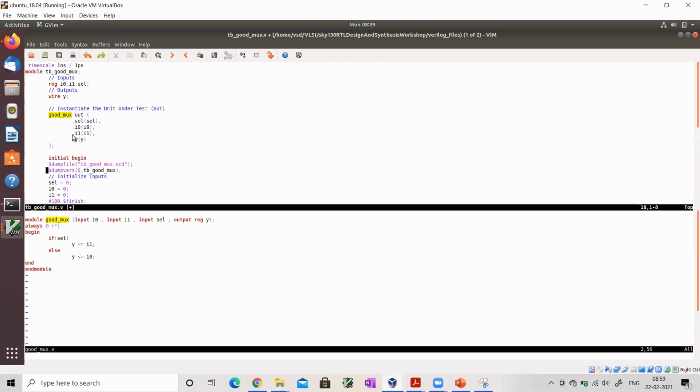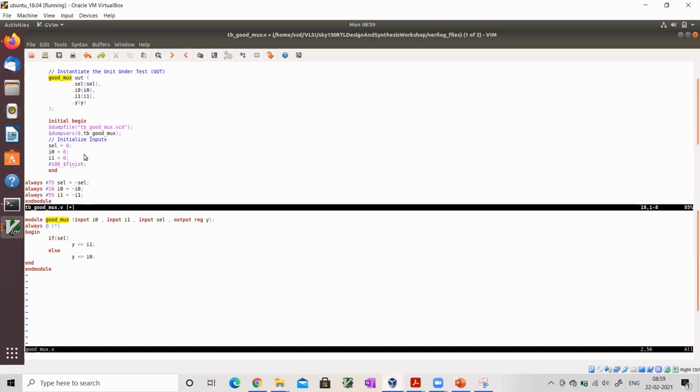Okay. And in this test bench, we are not having any stimulus observer. We are directly dumping out the VCD file and we are observing the output in GTKWave.